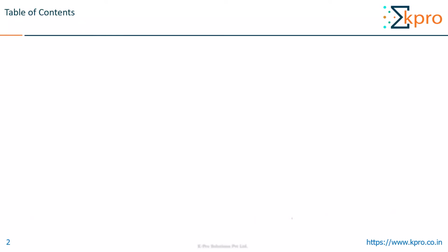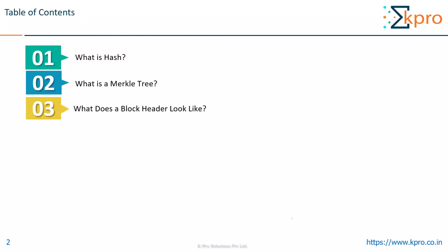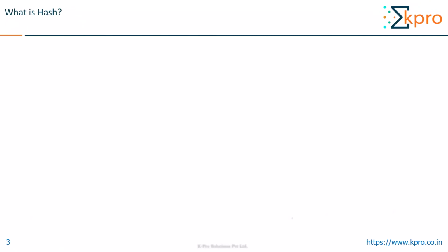The topics we'll be covering in this video are: what is hash, what is a Merkle tree, what does a block header look like, and a few advantages of Merkle tree. So let us start with what is hash.